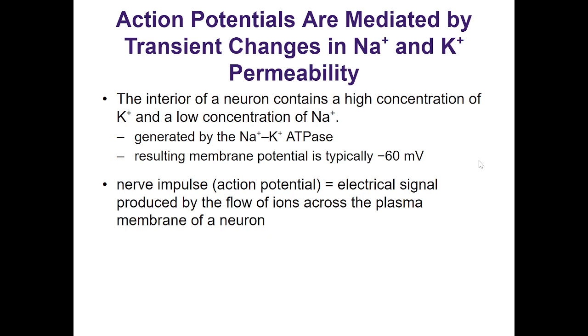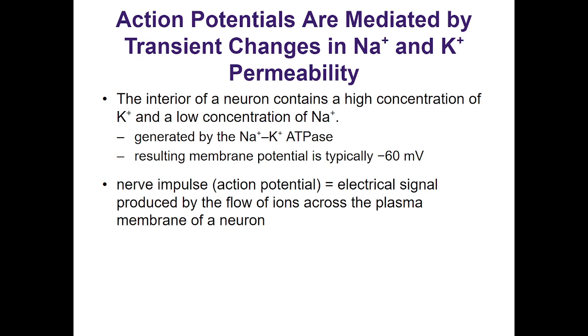Nerve impulses, this is going to be your action potential. So this is going to be an electrical signal produced by the flow of ions across the plasma membrane of a neuron. Again, electrical signal is kind of the wrong terminology to use here. It's an electrical potential signal. Are you okay with me making that clarification and correction? Okay. When you hear electrical signal, what are you actually going to think now? Electrical field signal, electrical potential signal, not any actual electrical signal.